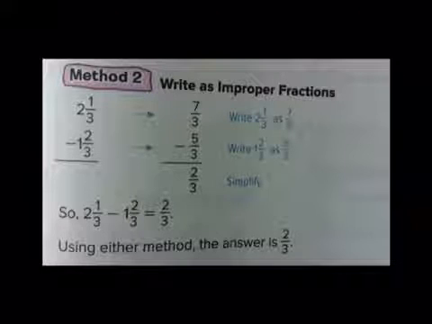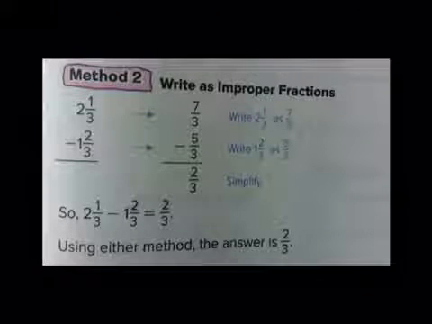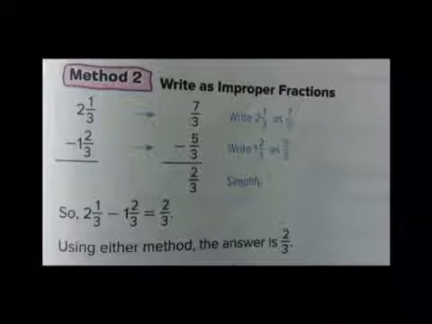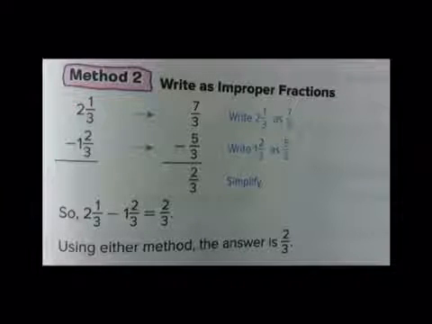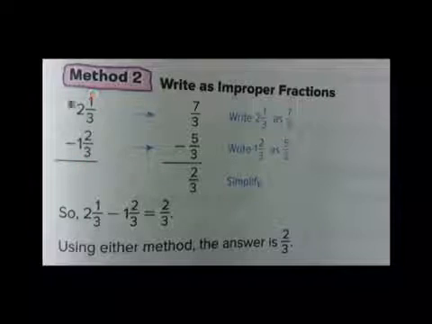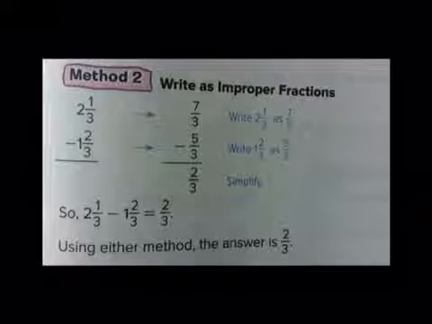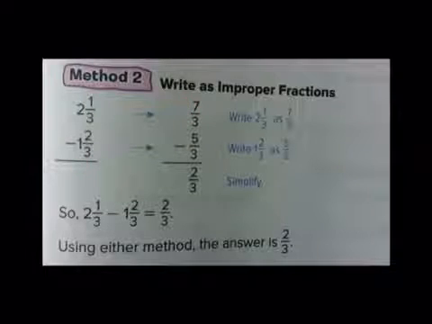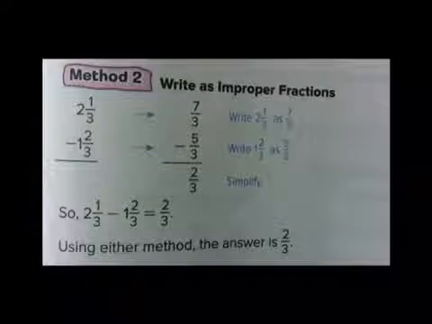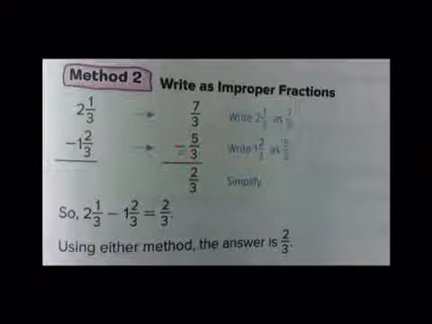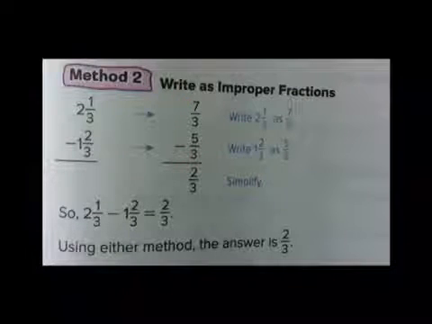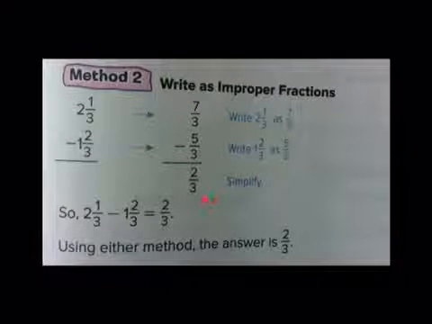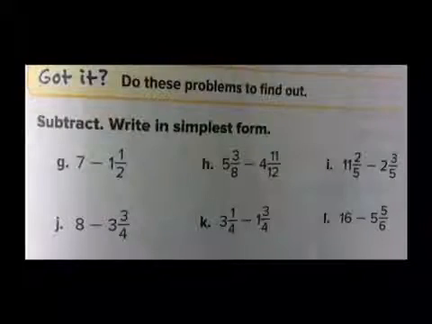That was one method. The second method is just to turn both into improper fractions. So you had 2 and 1/3 minus 1 and 3/3. Just convert them into improper fractions. So you have 3 times 2 is 6 plus 1 is 7, so 7/3. And 3 times 1 is 3 plus 2 is 5, so 5/3. And then you just subtract 7 minus 5 is 2/3. And you see that.